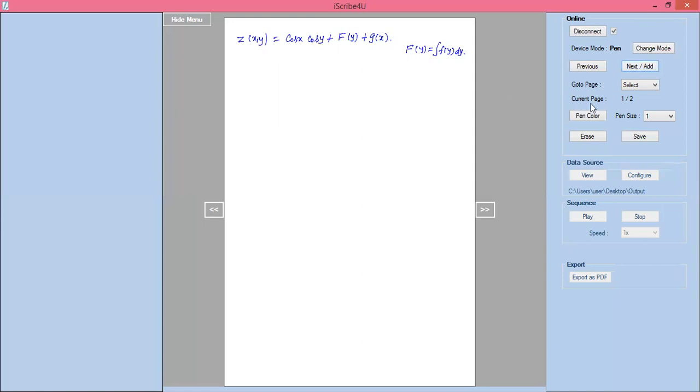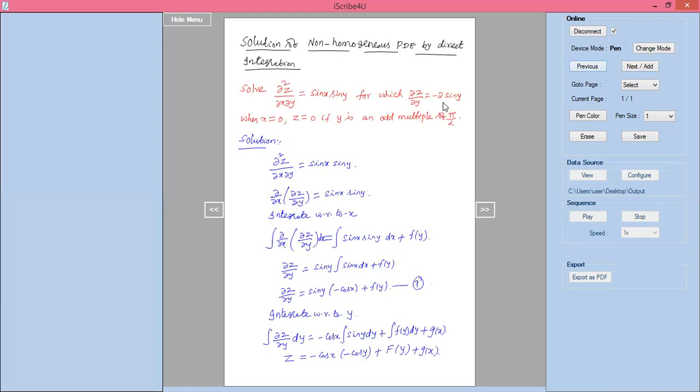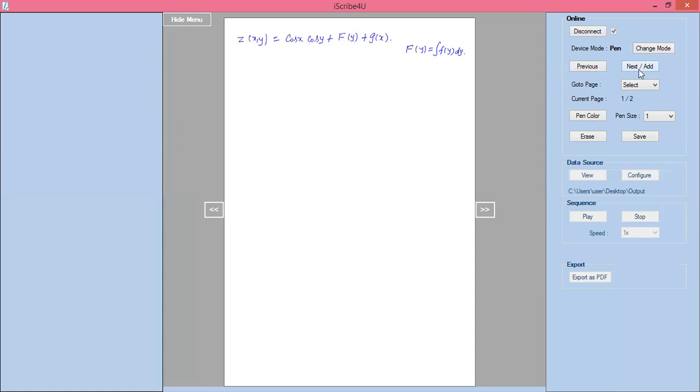Right. First condition, what is that here? We can use the first condition: dou z by dou y equal to minus 2 sin y when x equal to 0. Dou z by dou y equal to minus 2 sin y when x equal to 0, condition 1. This is equation 2. In equation 1 we can take, what is that?